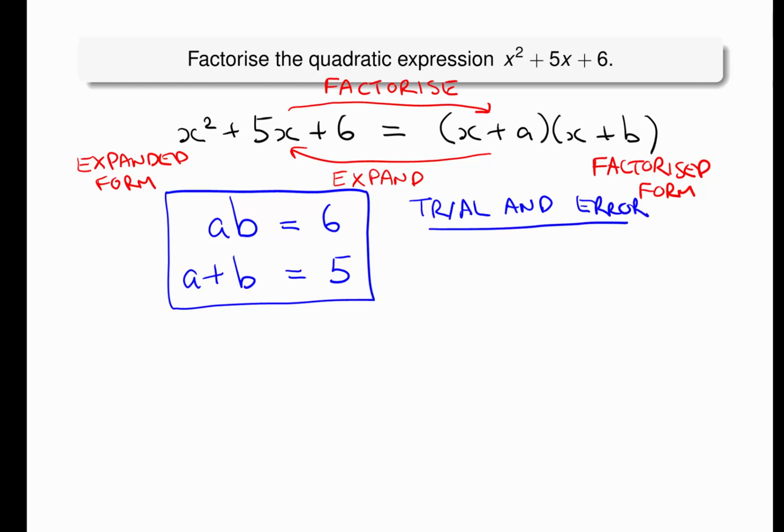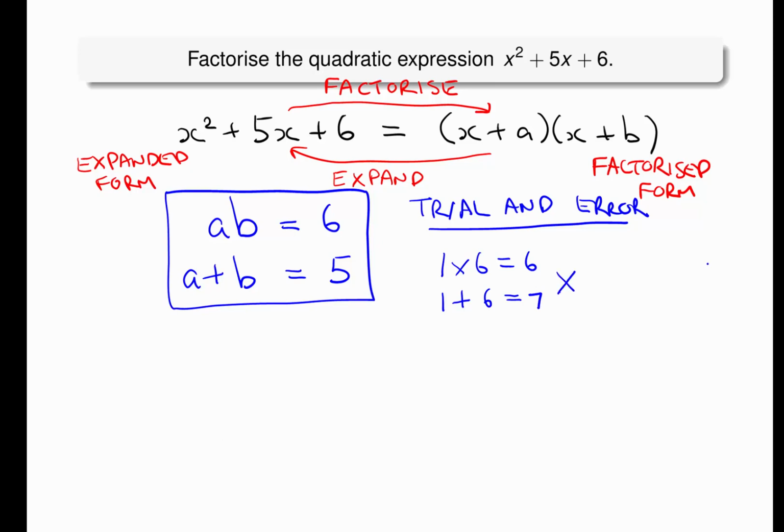Well, we can focus on just one condition at a time. For example, we know that the product of 1 and 6 gives us 6. But does the sum of 1 and 6 give us 5, the middle coefficient? Well, no, it gives us 7. So this combination of a and b doesn't work.